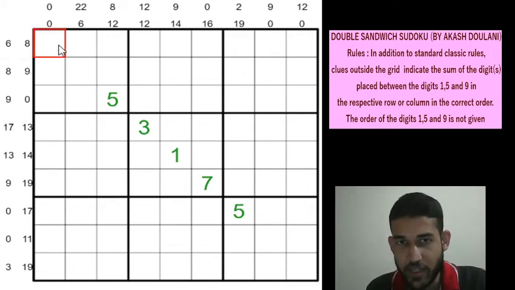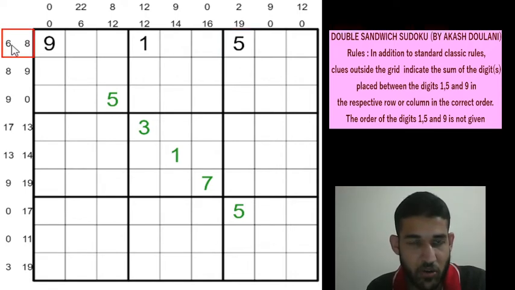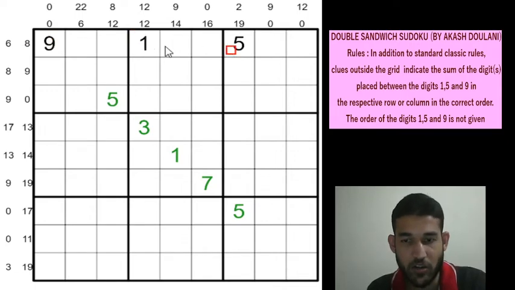Now the order of the digits in any row or column is not known. So for example, let's assume a scenario where you have 9 here. I'll change it to black. Let's have a 9 here, a 1 here and a 5 here. This is just for example. So this 6 clue indicates the sum of the digits between 9 and 1, and then the 8 clue indicates the sum of the digits between 1 and 5. Right? But this order of 1, 5, 9 in any row or column is not known to us, and it is up to us to determine the order.